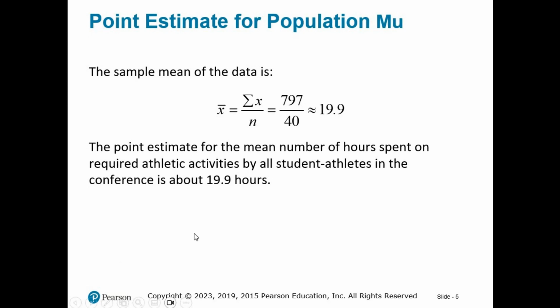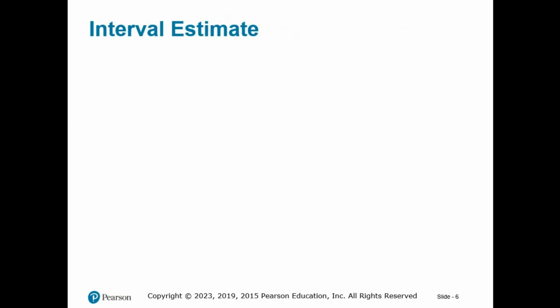A logical question to ask at this point is, what are the chances that the actual population mean is equal exactly to 19.9? We only took a sample size of 40, so that might not be a very high number. What would be better would be to have an interval that the true mu could possibly lie within. So to find the interval estimate, we use the point estimate like we just found as the center of the interval, and then we add and subtract something called a margin of error to create the rest of the interval.